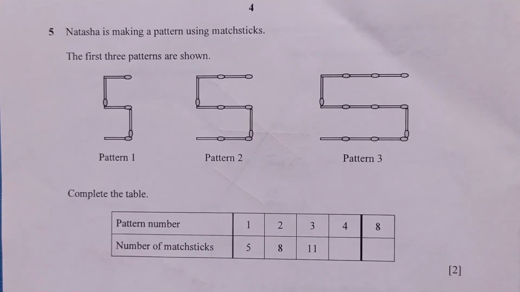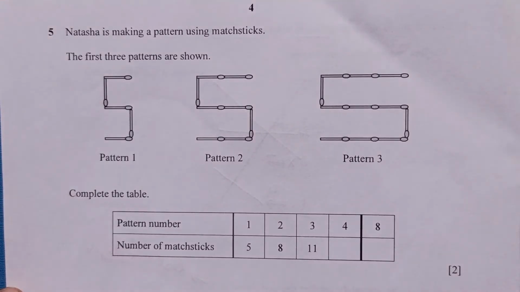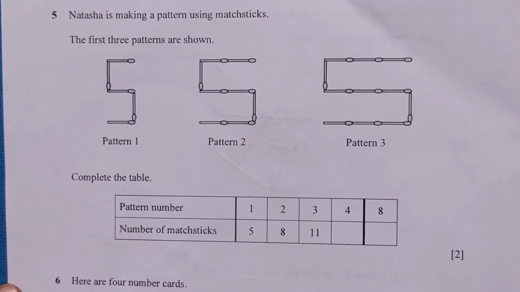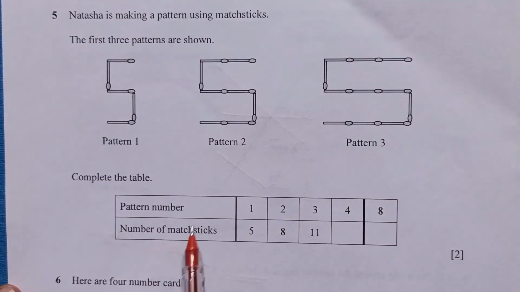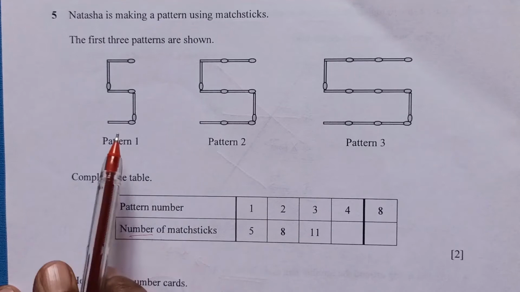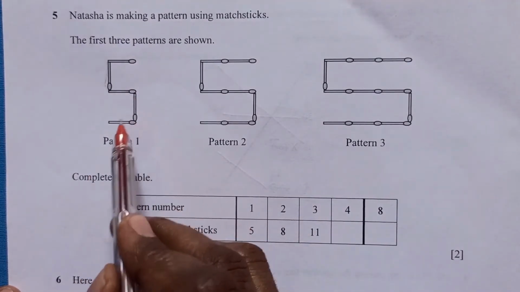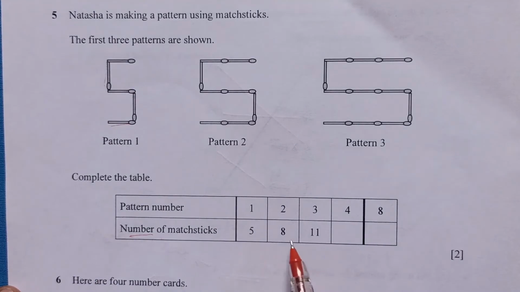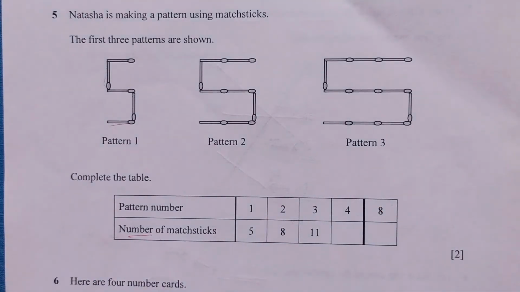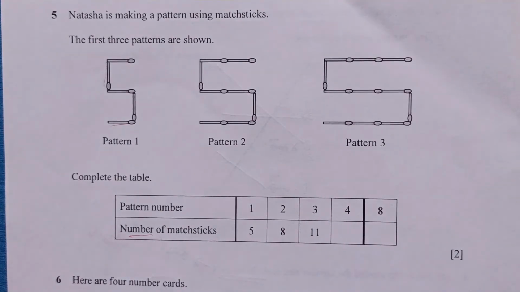Number 5, Natasha is making a pattern using matchsticks. So you can see this is the pattern made by matchsticks. Complete the table. So we see the first one is pattern number, then we have number of matchsticks used. For the first pattern, how many matchsticks are used? This is 1, 2, 3, 4 and 5. So we are given here. So you can see now we have 2 gaps here for 4 and number 8.